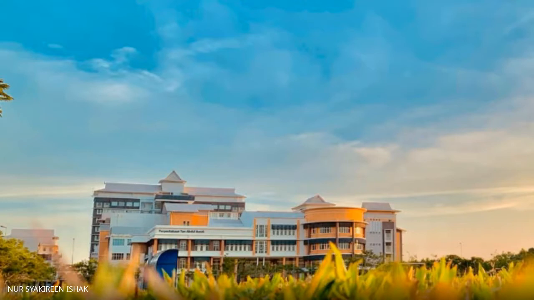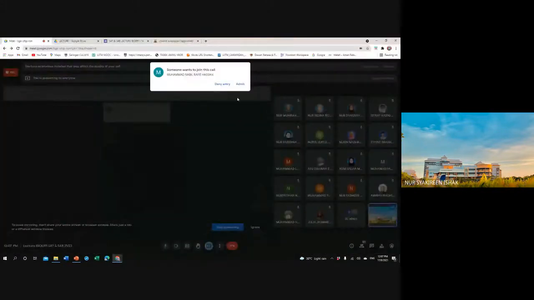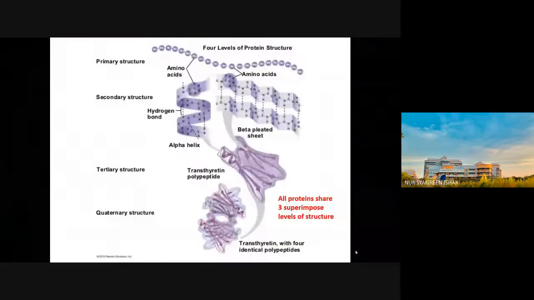Okay, so primary structure, unique linear sequence of amino acids. Secondary structure, coiled or folded. Okay, tertiary structure is formed due to the interaction among various side chains. Quaternary structure, protein consists of multiple polypeptide chains. So kalau tengok kat sini, primary structure consists of amino acids that are linked together through peptide bonds. Okay, so primary structure. Boleh nampak ya sekarang? Boleh. Okay, so primary structure is the linear sequence of amino acids joined together by peptide bond.